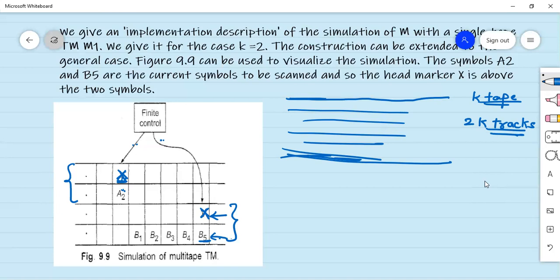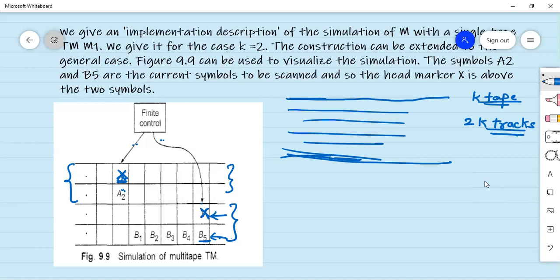So how do we do it? Let us take only two tracks here. We are simulating only two tracks, so tape 1 and tape 2 only. And this will hold good for anything else also, however many tracks. So here M1 means the machine will have to visit every head marker.